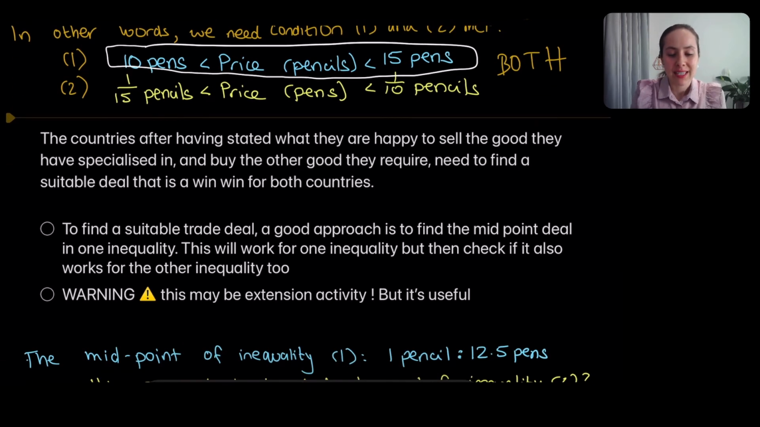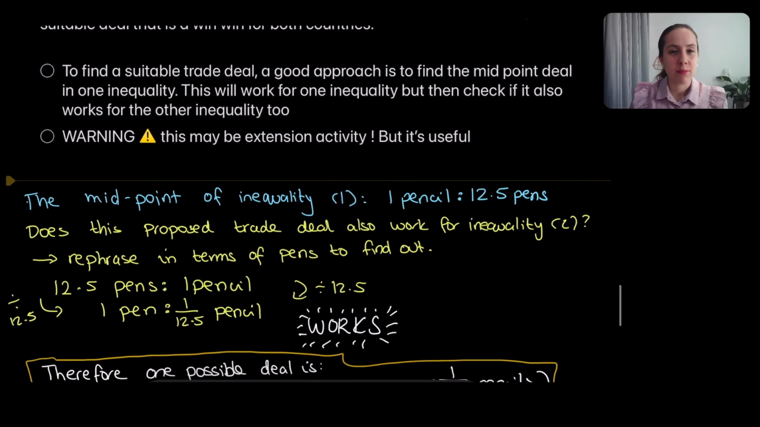The countries have stated that they are happy to sell the goods that they have specialized in, and they've already stated the buy prices that they would be happy with. So we need to find a trade deal. We need to find a deal that meets condition 1 and condition 2. And here's where we have to do a little bit of maths. One way to solve the maths is to find the midpoint. I guess it's a bit logical that usually, when starting to negotiate a trade deal, the one most likely to work is something around the middle. So that's what I'm going with here.